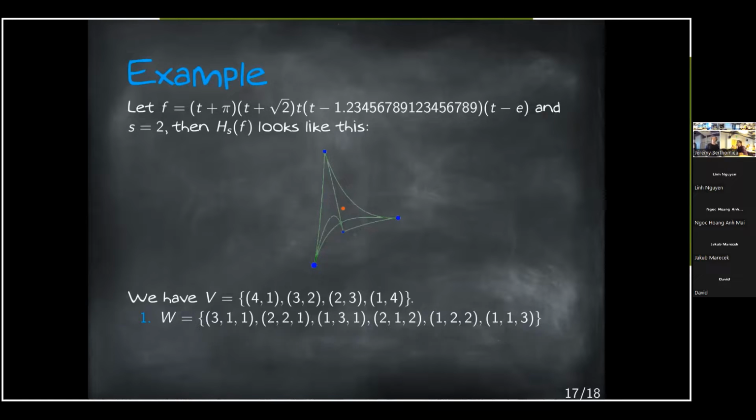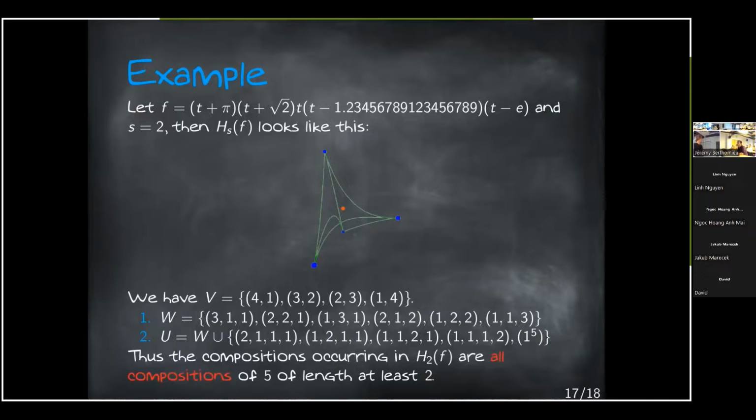And step 2 is to close it up. You just take all the compositions of length 4 and 5 in this case, and W is... And then the compositions that occur are all the compositions of 5 of length at least 2, which we can count and check.